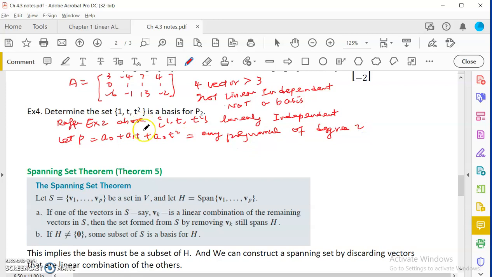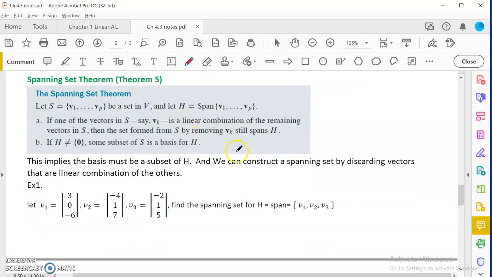And I cannot make it a little smaller. I cannot take away t squared because then I would not have t squared. So this is a basis. As a matter of fact, it's a standard basis. So we have the next one.